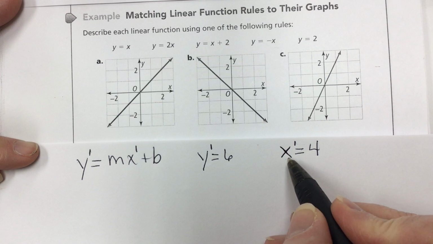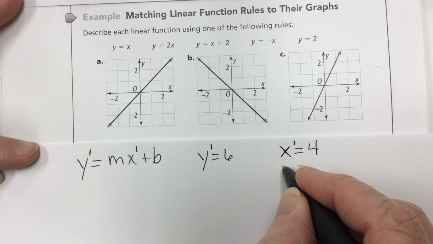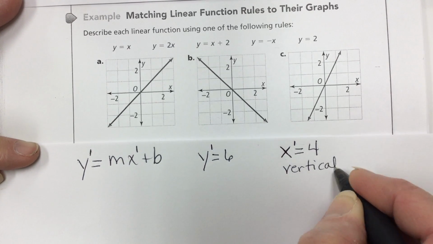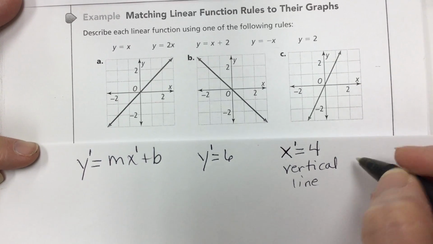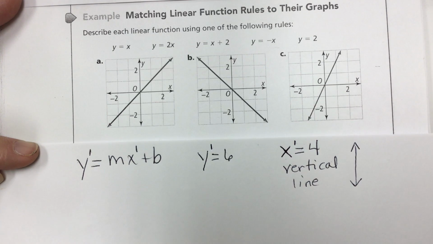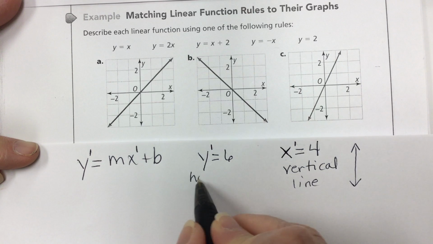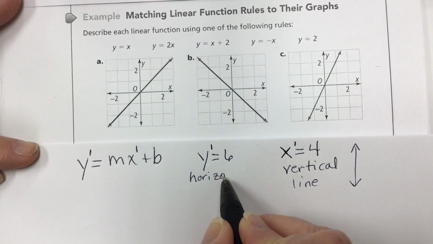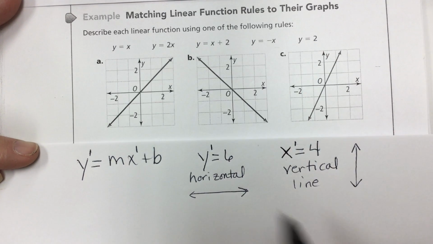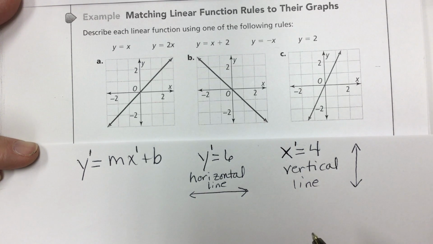If you have x equal to a number and it's just an x only, this is going to be a vertical line. And a vertical line goes up and down. So a vertical line looks like this, okay? Now, if you have just a y, that is a horizontal line, and it goes left to right.